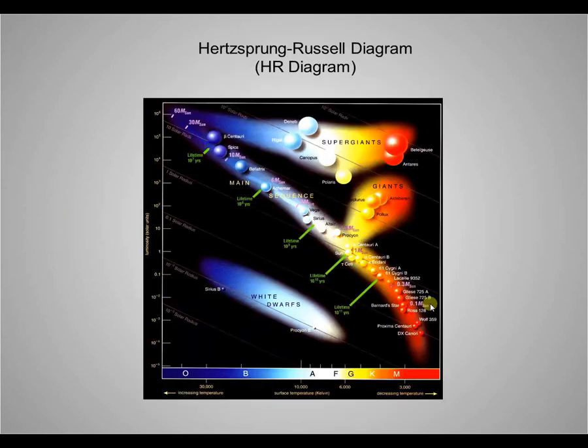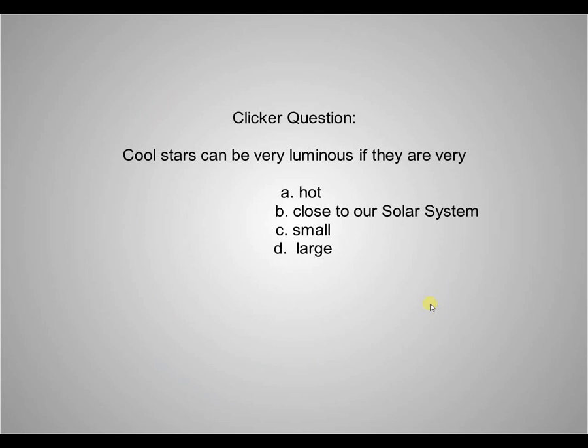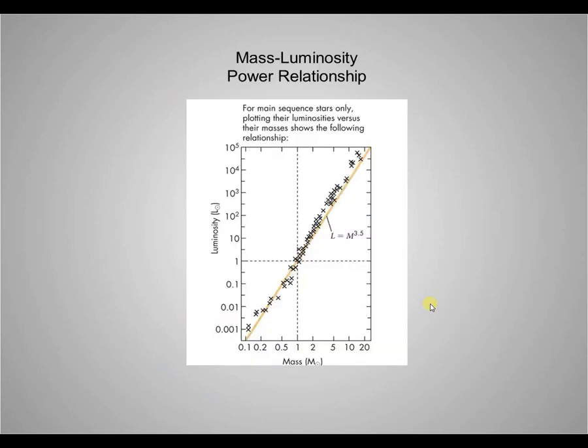And again, if we go back here, we see, for example, that Betelgeuse is only 3,000 Kelvin. It's in this M class of stars that are cool, but look how high up it is on the y-axis, which is luminosity. And why is it so luminous? Well, because it's really large. So there's a lot of surface area to radiate and give off light. Okay, so that was the correct answer to that clicker question.